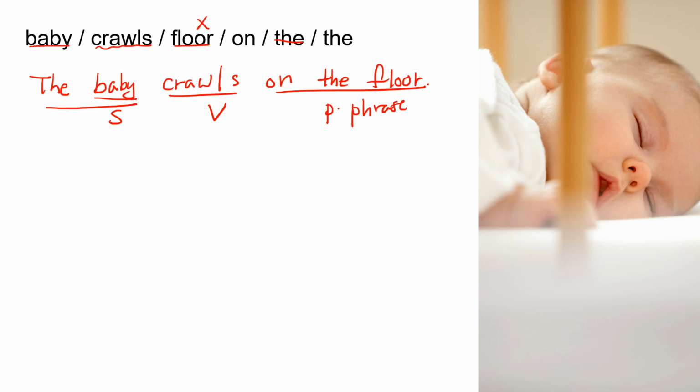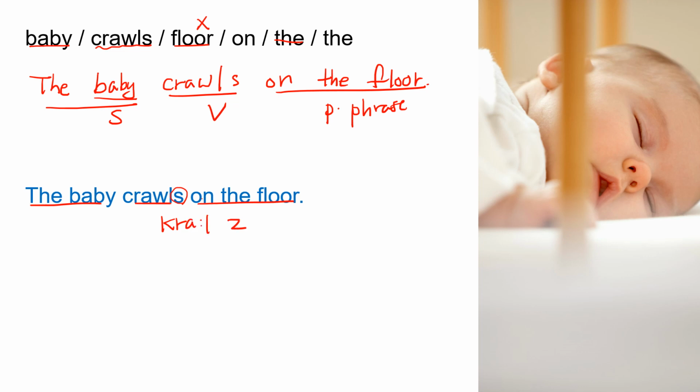The baby crawls on the floor, and you have a sentence like this: subject, verb, and prepositional phrase. And this is third person singular, so we need to pronounce this S. So it becomes crawls. And then on, crawls on. The baby crawls on the floor.